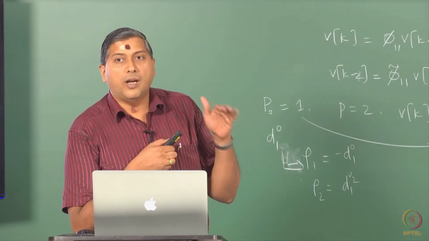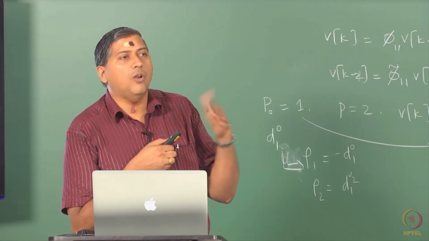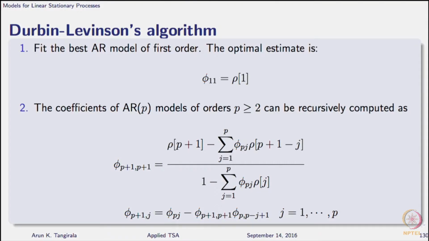So, what you do is you start off by fitting an AR model of first order. That is no big deal, it is nothing but the optimal estimate, even from a least squares viewpoint or a Yule-Walker equation viewpoint approach. The optimal estimate of the coefficient is rho at 1, the ACF at lag 1. Now, the coefficients of AR models of successive orders, that is increasing now, second order, third order and so on, can be computed recursively using the equation that is given on the screen. That is the recursive relation due to Durbin and Levinson.